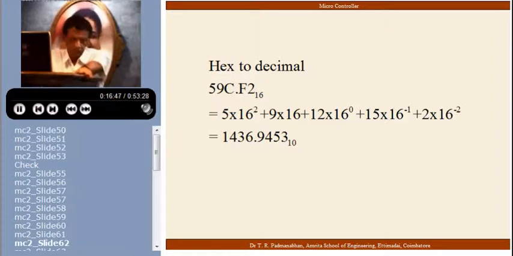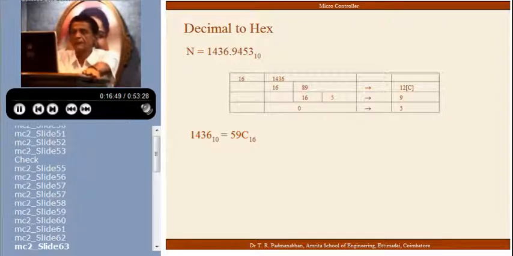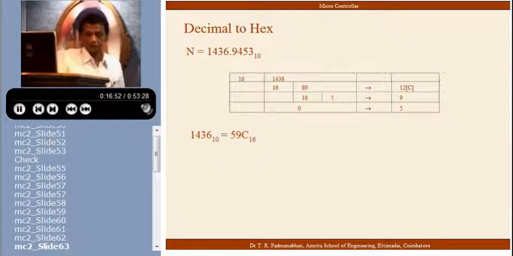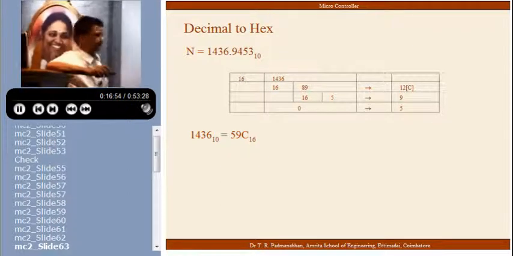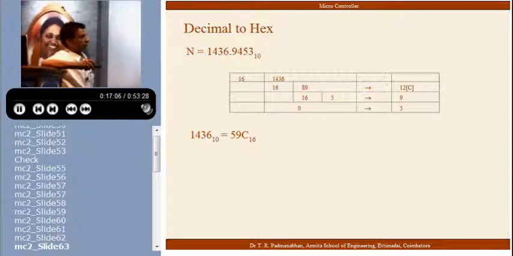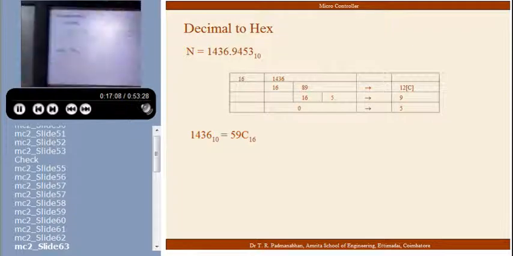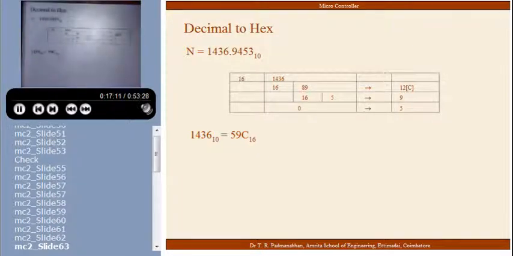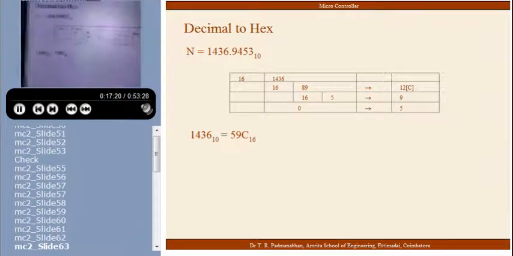That is hex to decimal. We have gone through this earlier. Decimal to hex: the only thing is, when you go for hex conversion, the number is much more compact than in the other cases. I have taken 1436 divided by 16. I got 89 as the quotient. The remainder is 12 in decimal form, which in hex form is C. Again I divided by 16. I get quotient 8, remainder 9. In hex 5, so this decimal number is equal to this hex number.